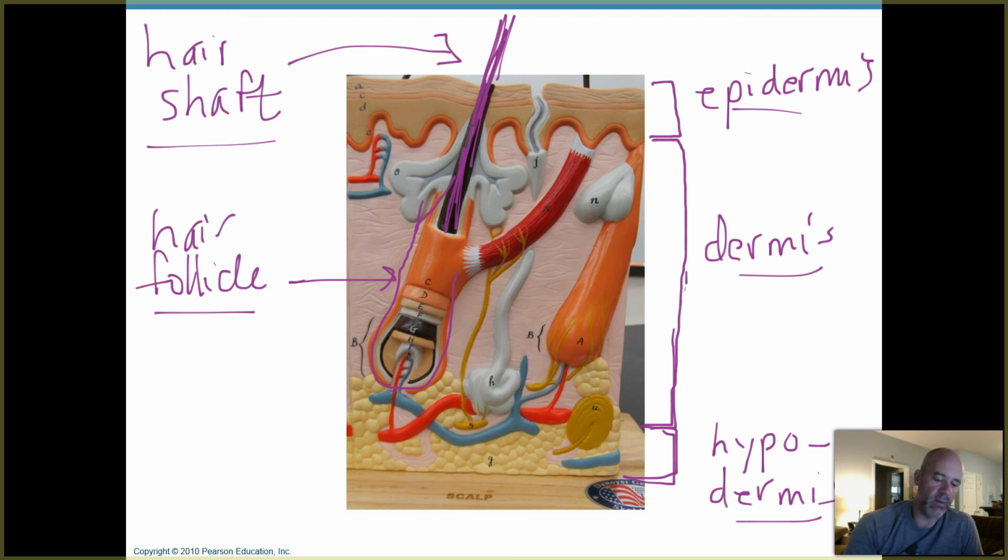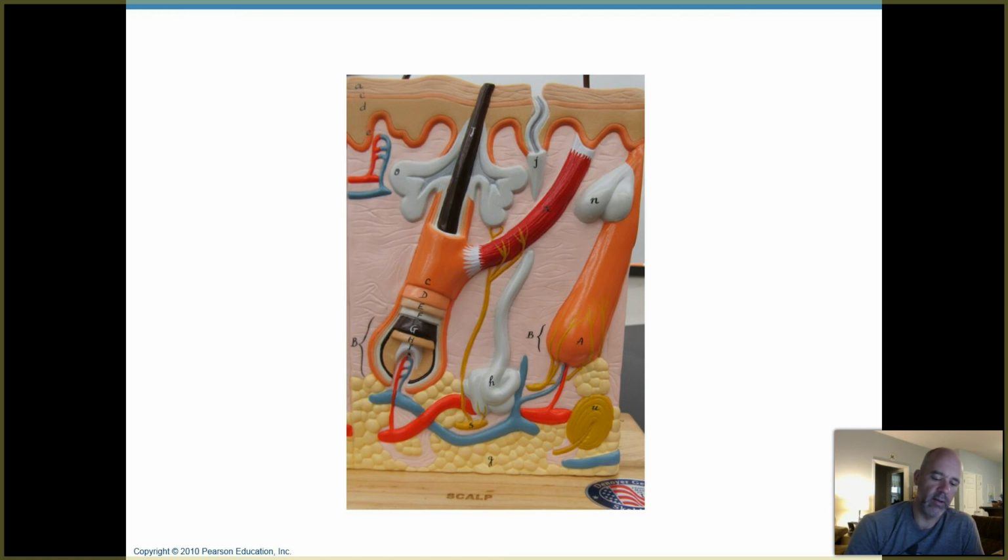Okay, so that's a hair follicle and a hair shaft. Let me erase all of that.